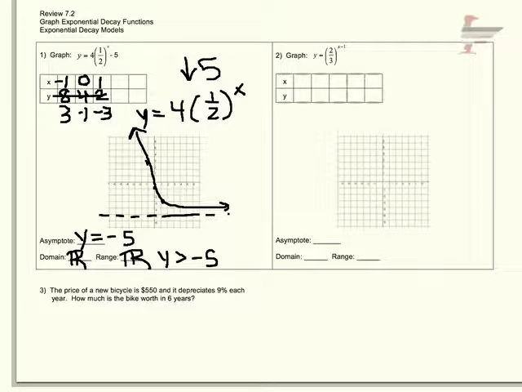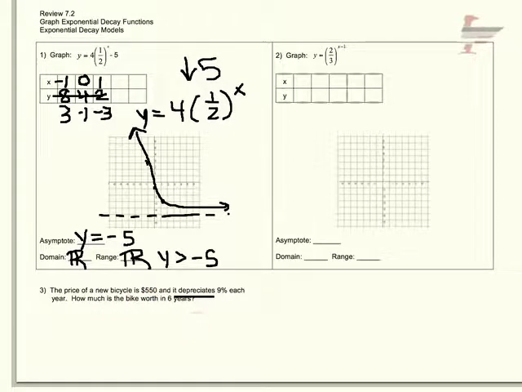And then the third problem, I'm going to skip 2 because it's much like that. It says the price of a new bike is $550 and it depreciates, which means it goes down 9% each year. How much is the bike worth in 6 years? So be careful with this problem because it's talking about money. You might think it's one of your finance equations, but it's not. You're not putting money in the bank and it's not a loan.